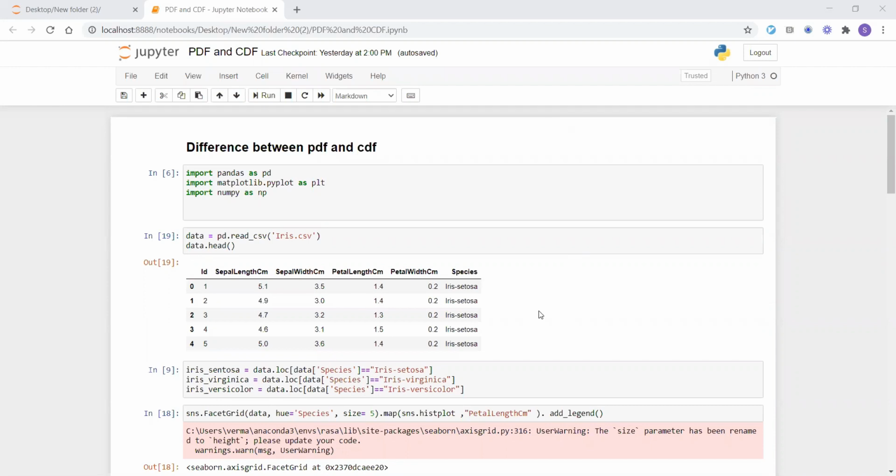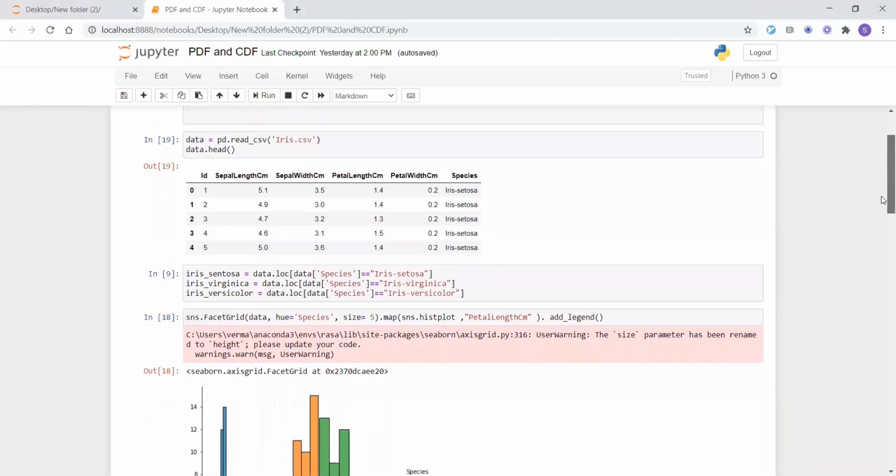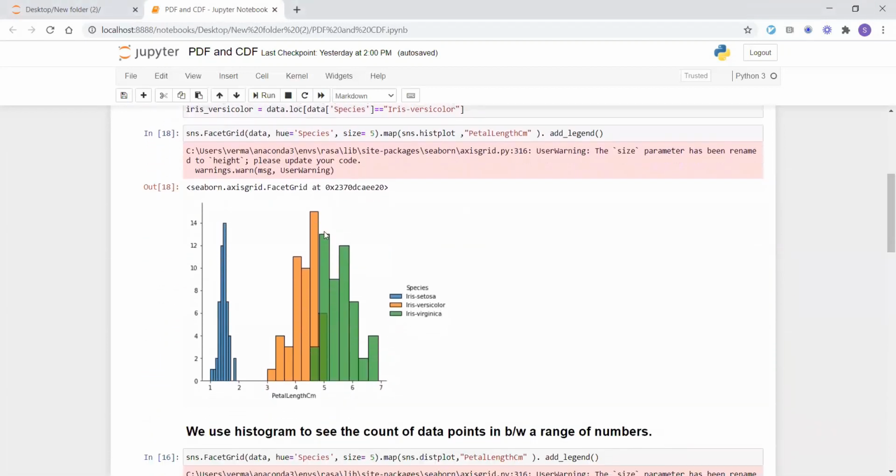And what I did is I have created different data frames out of the different species that we have: Setosa, Virginica, and Versicolor. So guys, to understand PDF and CDF, first we need to understand the histogram, like what is a histogram and why we use a histogram. So let's understand the histogram first.